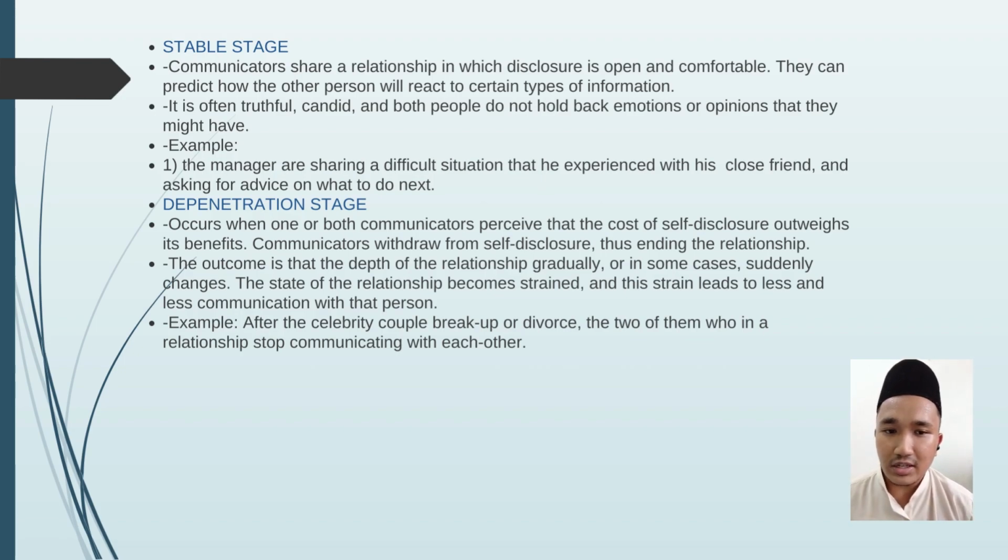And the next is the penetration stage, which occurs when one or both communicators perceive that the cost of self-disclosure outweighs its benefit. Communicators withdraw from self-disclosure, thus ending the relationship. The outcome is that the death of the relationship comes gradually, or in some cases, suddenly. The relationship becomes strained, and this strain leads to less and less communication with that person.